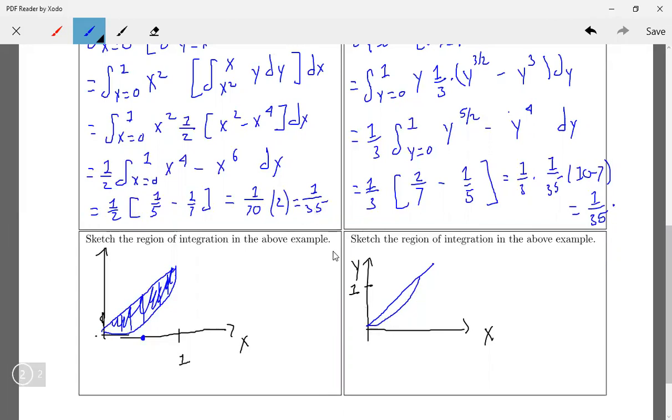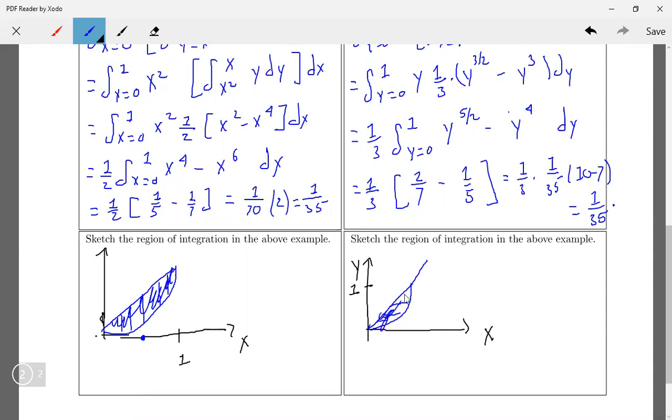So let me actually try to do this a little bit better. I'm going to pause it again while I can. Okay, this is the region. And what we're saying is that for every fixed value of y, we're going to integrate from x is equal to y to x is equal to the square root of y.